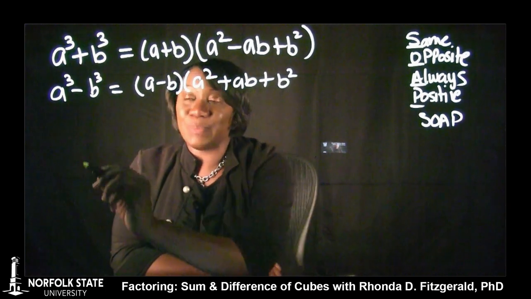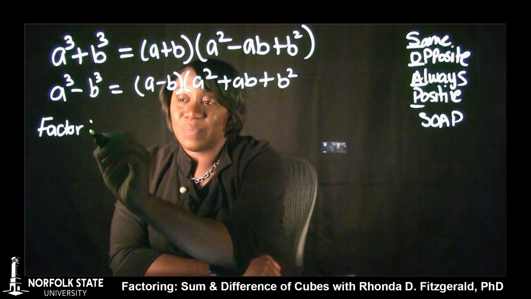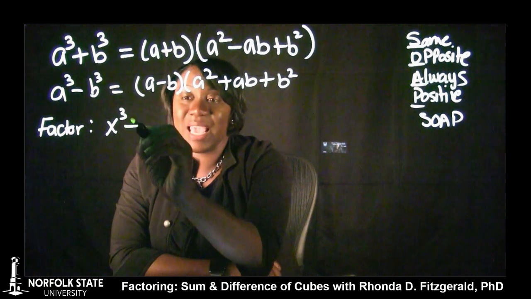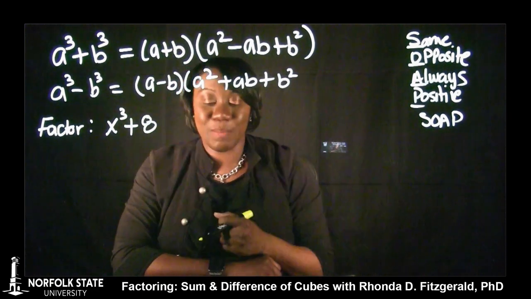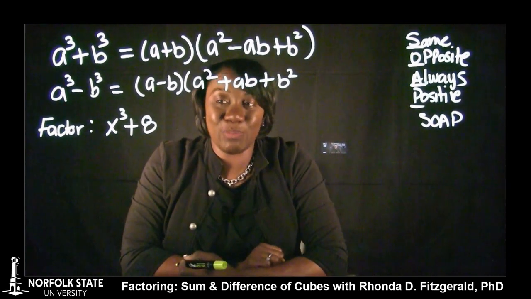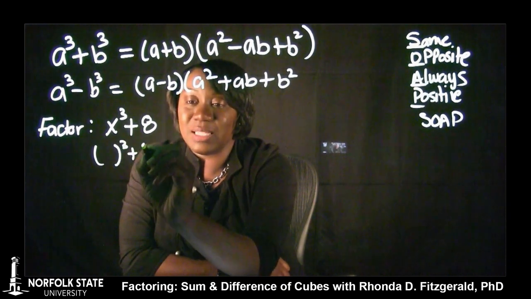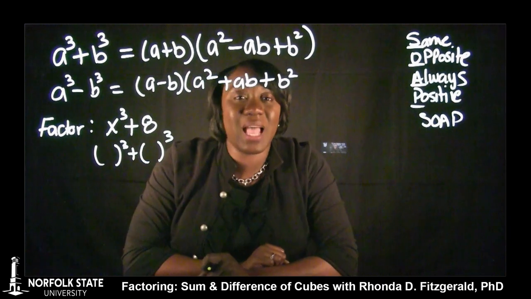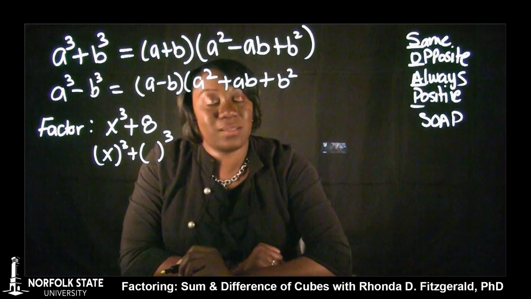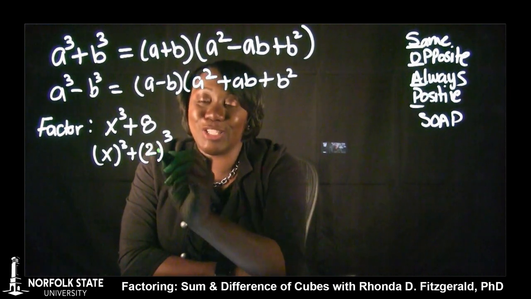We want to factor x cubed plus 8. Well, the first thing that I want to do is rewrite my x cubed plus 8 as something cubed plus something cubed. And I'm going to ask myself, what cubed gives me x cubed? Well, that's easy. That's just x. And what cubed gives me 8? And that answer is 2.